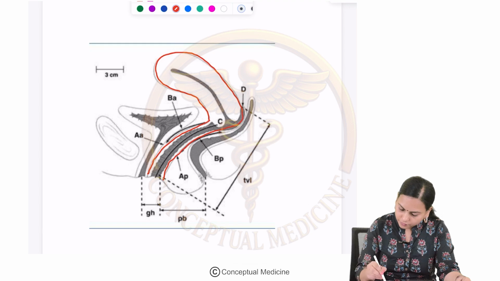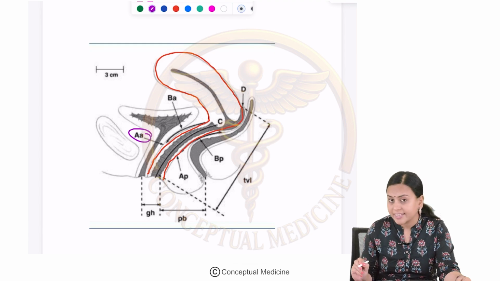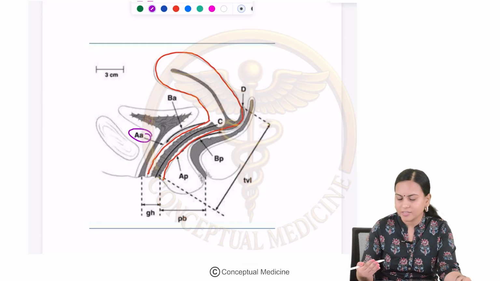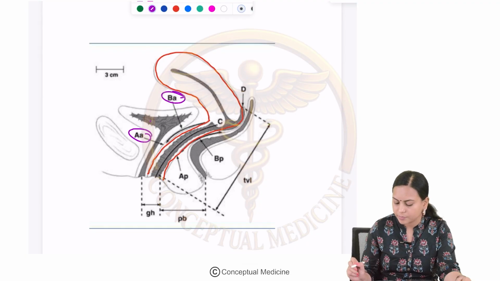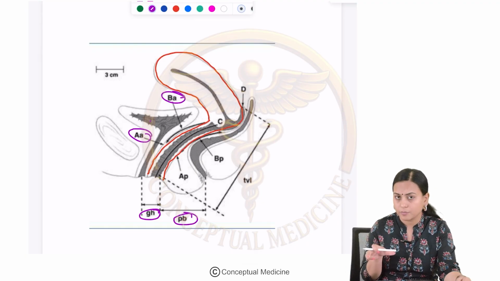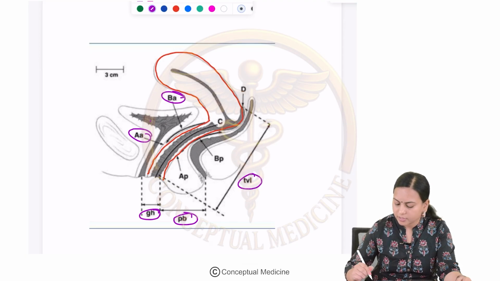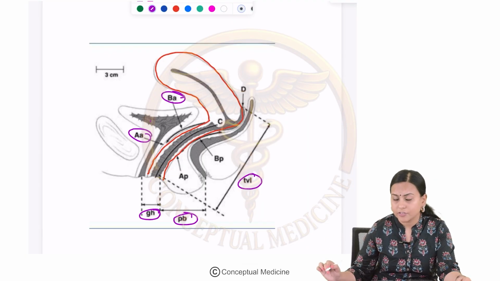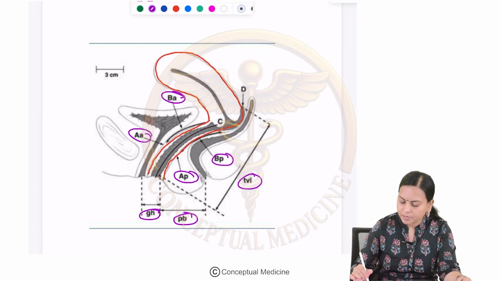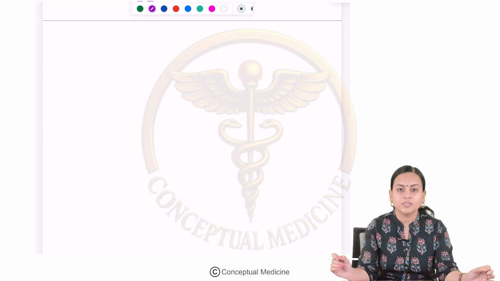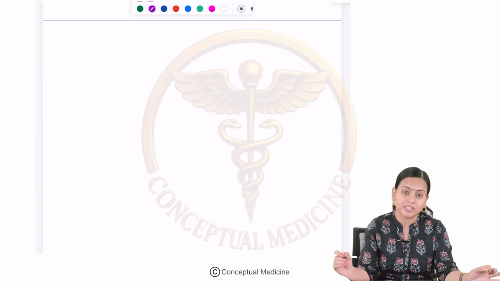Clear? So, we have point AA, A point on anterior vaginal wall, because here you have the bladder. So, definitely this is going to be the anterior portion and it is anteversion and anteflexion. So, this is BA, right? You have the GH, which is genital hiatus, PB measurement, where you are going to measure how much perineal body is present. Then you are going to measure the total vaginal length, right from your introitus to the uppermost level of vagina. Then you have point AP, BP, you are going to point out the cervix also, and D is nothing but your posterior fornix.